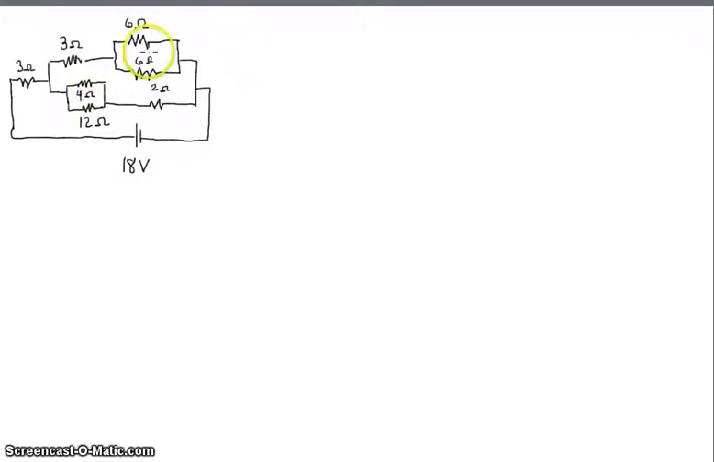So to figure out the equivalent resistance of those two parts, we would have 1 over 6 plus 1 over 6 is equal to 2 over 6, which is equal to 1 over the equivalent resistance of that part, where R in this case would equal 3 ohms.